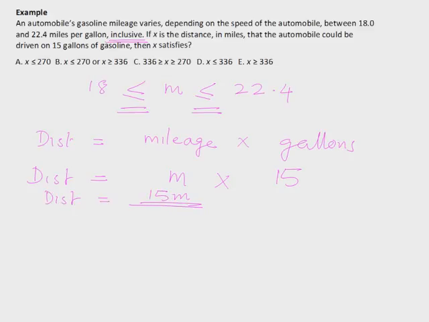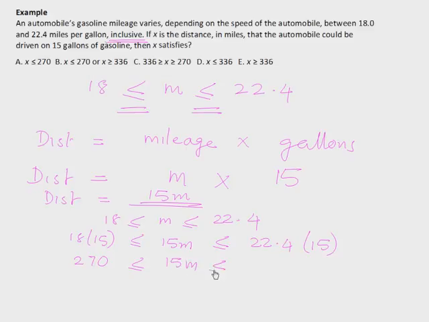Well, I know the range of m. So if 18 less than equal to m less than equal to 22.4, I can multiply everything across by 15. Since I'm multiplying by a positive number, the inequalities don't switch signs. So I'll get 18 into 15 is less than equal to 15m is less than equal to 22.4 into 15. 18 into 15 is 225 plus 45, that's 270.